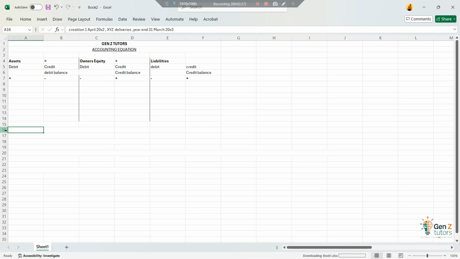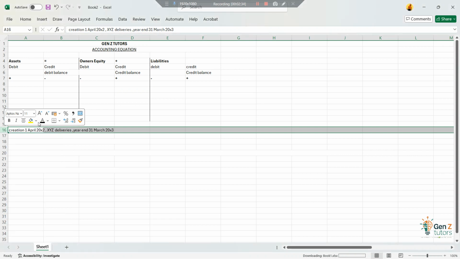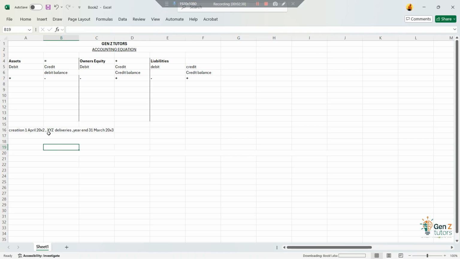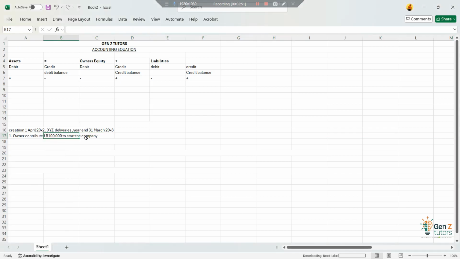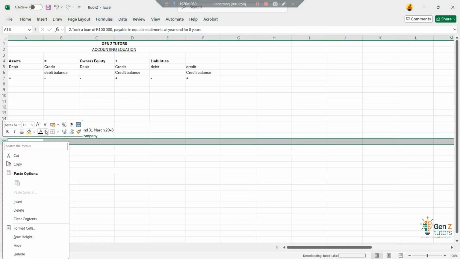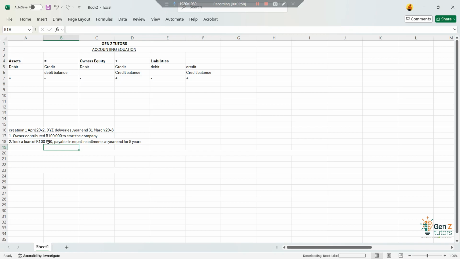Let's make a few examples so you can understand this. We create a company on 1 April 20x2, an XYZ deliveries company with a year end of 31 March 20x3. That's the inception year. The first transaction: the owner contributes 100,000 to start the company. The second transaction: the owner took a loan of 100,000, payable in equal installments at the year end for 8 years. At the end of every year we pay an installment on the loan, and we'll assume there's no interest to keep things simple.